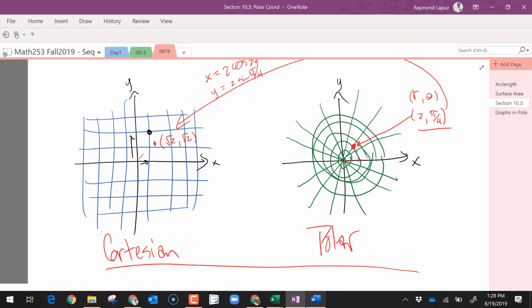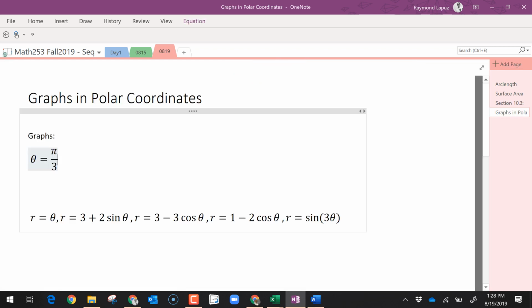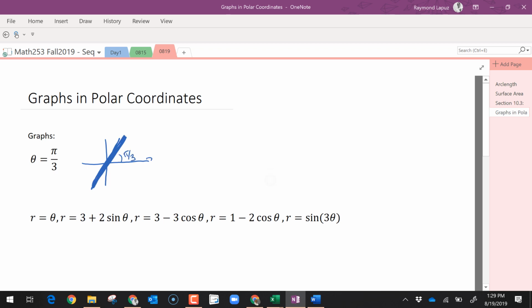So the graph of theta is equal to pi over 3 should be a line passing through the origin with an angle of pi over 3. Whatever pi over 3 looks like. I think it's a little steeper. And that's how your graph would look like, yeah?